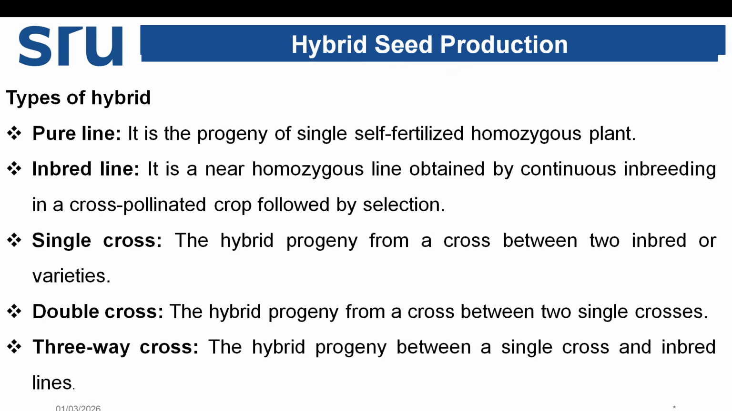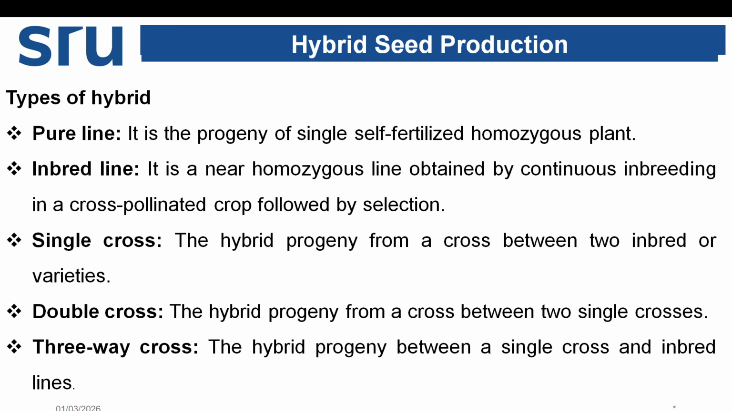So, an inbred line is a near homozygous line obtained by continuous inbreeding in a cross-pollinated crop, followed by selection. Whenever we do continuous inbreeding in a cross-pollinated crop, we select some desirable lines. Those lines are called inbred lines. So those lines are also almost homozygous.